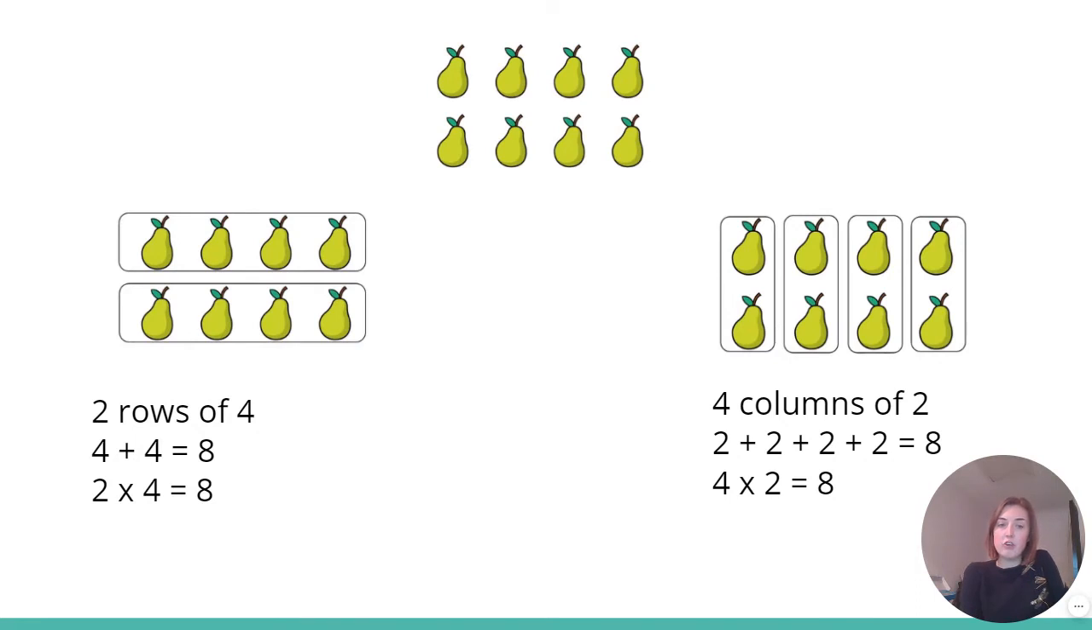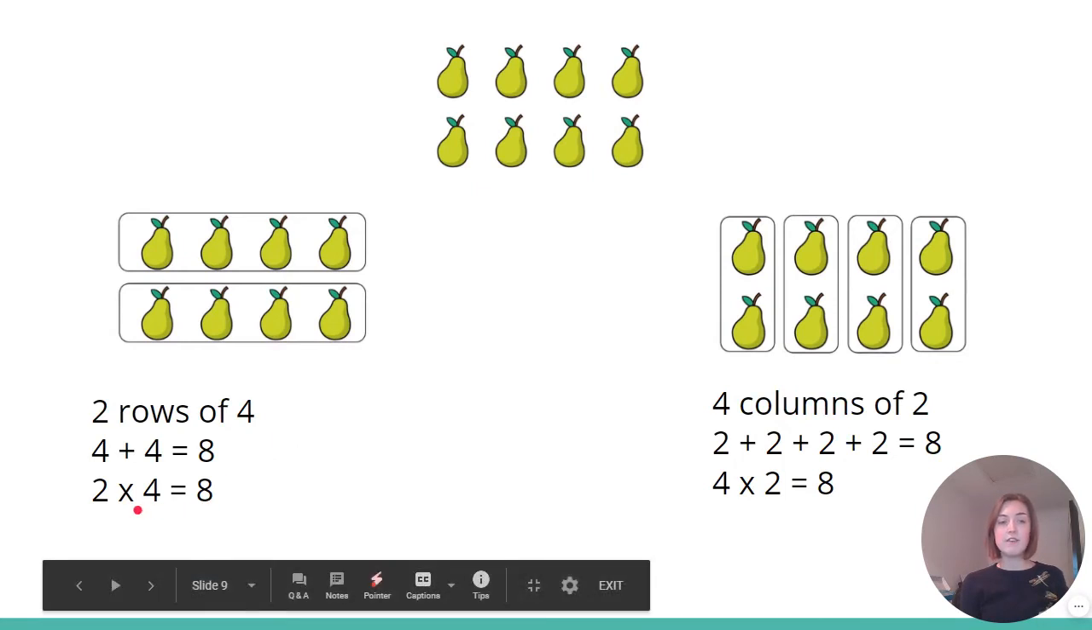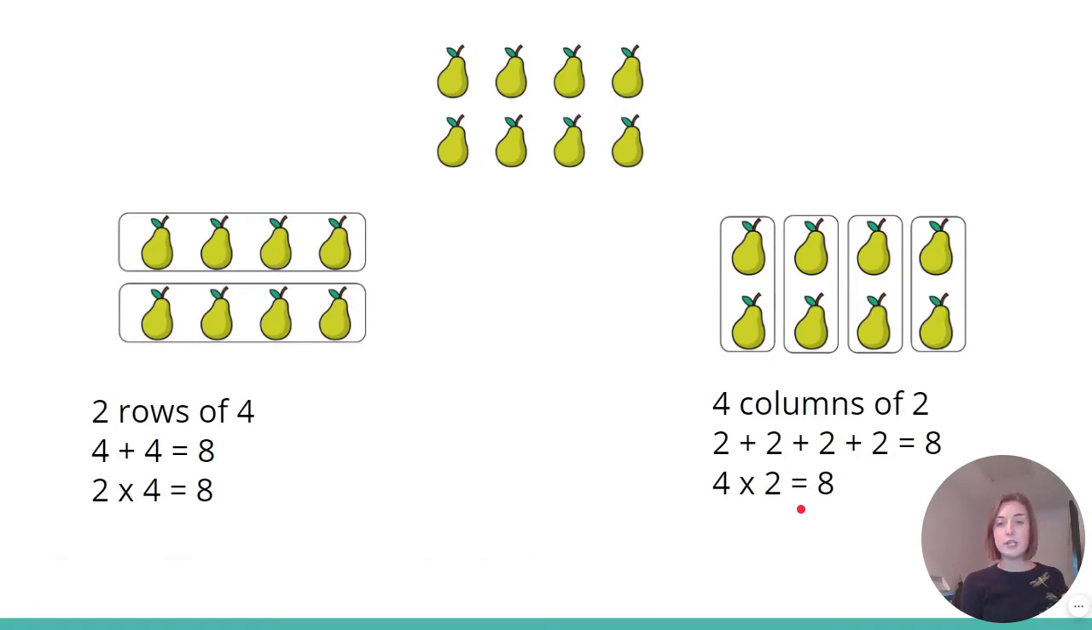The answer doesn't change. So it doesn't matter if you look at the rows or the columns, you get the same answer. It doesn't matter that I've said 2 times 4 or 4 times 2, you get the same answer because they are commutative.